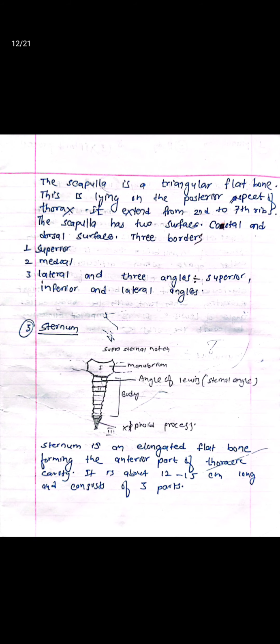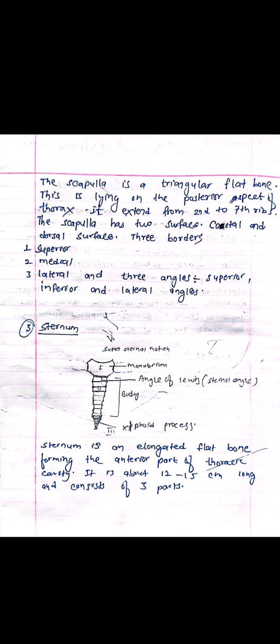Scapula. The scapula is a triangular flat bone. It is lying on the posterior aspect of the thorax. It extends from the second to the seventh rib. The scapula has two surfaces, costal and dorsal surface, three borders, superior, medial, lateral, and three angles, superior, inferior, and lateral angles.